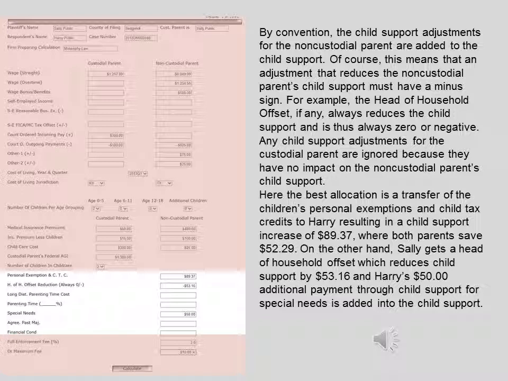Here, the best allocation is a transfer of the children's personal exemptions and child tax credits to Harry, resulting in a child support increase of $89.37, where both parents save $52.29. On the other hand, Sally gets a head of household offset, which reduces child support by $53.16. And Harry's $50 additional payment through child support for special needs is added into the child support.